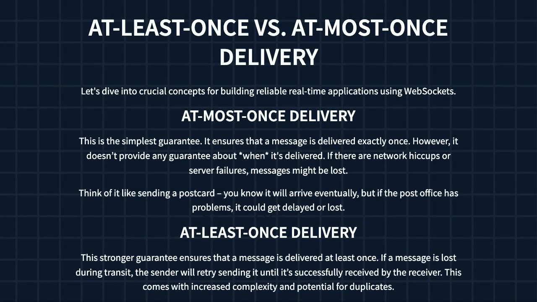Okay, let's talk about something super important when it comes to WebSockets delivery guarantees. We have two main concepts here, at most once and at least once delivery. At most once means a message gets through at most once, but there's no guarantee that it will. It's like sending a postcard. You know it'll eventually arrive, but things can go wrong. Then we have at least once delivery. This guarantees the message makes it through at least once, even if it means trying again if something goes wrong. This is more complex and could lead to duplicates, but it's vital for applications where you absolutely need to ensure a message gets received, like financial transactions or critical updates. It's all about weighing the simplicity of at most once against the reliability of at least once. Choosing the best fit depends on what your application needs.